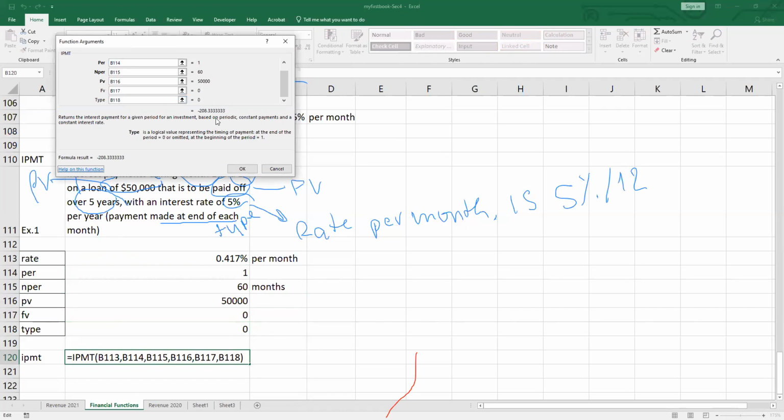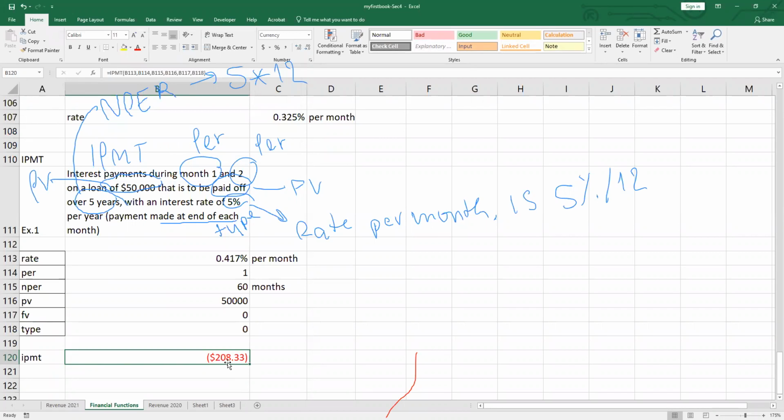You can see that in here it said negative 208.33. That means you pay the interest of $208.33. Sorry, I'm sorry, let me say again. That means on month number one you have to pay the interest $208.33. What about month two?